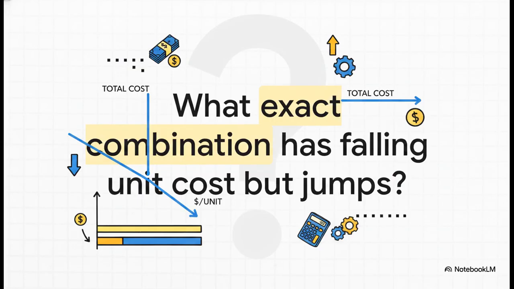To wrap things up, I want to leave you with a bit of a challenge to test your unshakable new grasp of cost behavior. Think about this. If your cost per unit is steadily falling, but then your total cost suddenly jumps to a whole new band, what exact combination of behaviors are you actually looking at? Think about how a step cost acts per unit as it fills up a band right before it takes that massive jump. Try putting those pieces together.